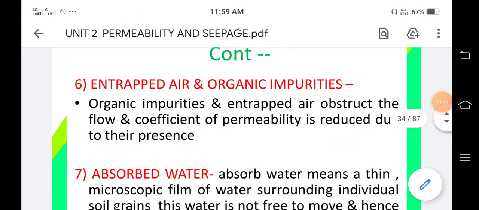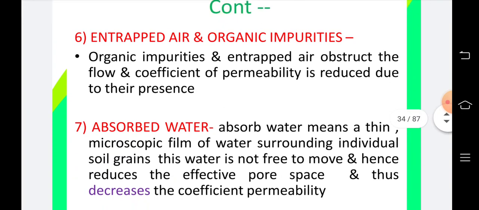Okay, so due to this interrupted air and some organic impurities, permeability goes on decreasing. Then the next one is absorbed water. Absorbed water means a thin microscopic film of water surrounding individual soil grains. This water is not free to move, and hence it reduces the effective pore spaces and decreases the coefficient of permeability. So absorbed water means water that can be absorbed by some atmospheric agencies.